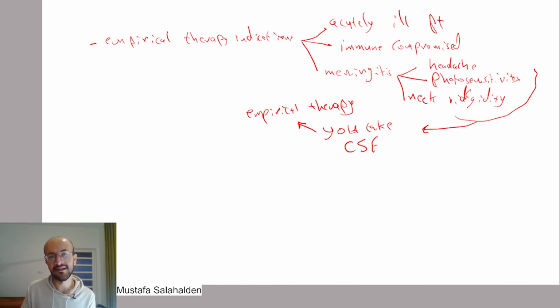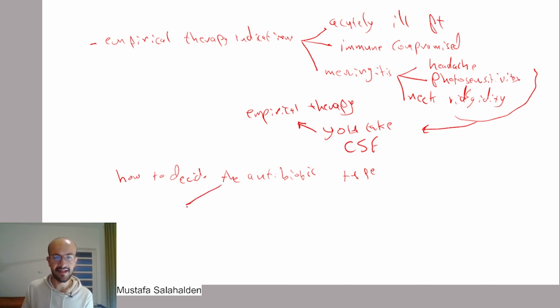Now, how do we decide the antibiotic for the empirical therapy? Here we are just assuming the organism, and we give the antibiotic according to our assumption. So how to decide the antibiotic type? We decide that depending on the site of infection, because every site in the body has a specific organism that commonly affects that site. So we need to consider that.